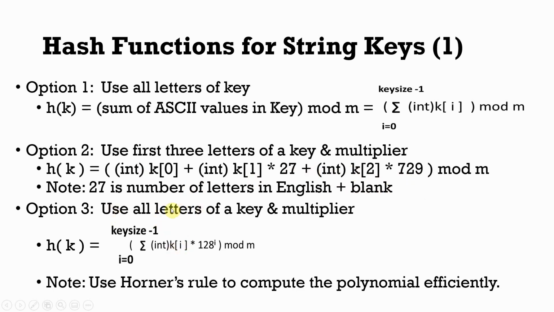Or you can just use all letters of a key. Here you see another method: use all letters of a key and a multiplier. This time the multiplier can be 128, instead of 27, for the sake of faster computation, because multiplying by powers of 2 is going to be faster. And this operation is very time consuming, right? You see that we have to do a lot of computation to find the location in the table, to find the value of the hash function.